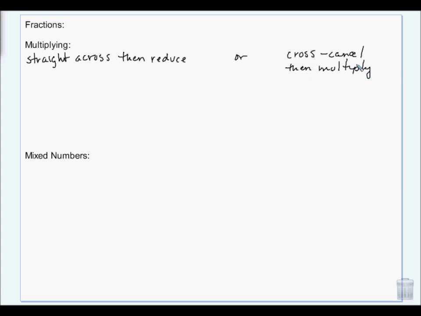Alright, we have 2 ways we can do this. We can do straight across, then reduce. Or you can cross cancel. There's a C in there. Cancel, then multiply. Okay, so I'm going to do the same problem twice using both methods.